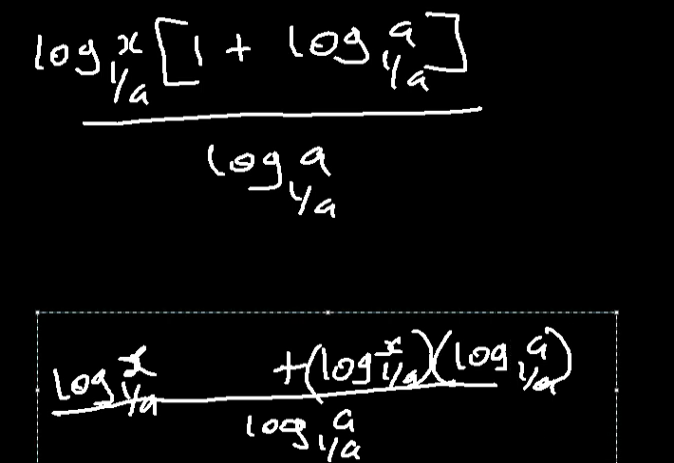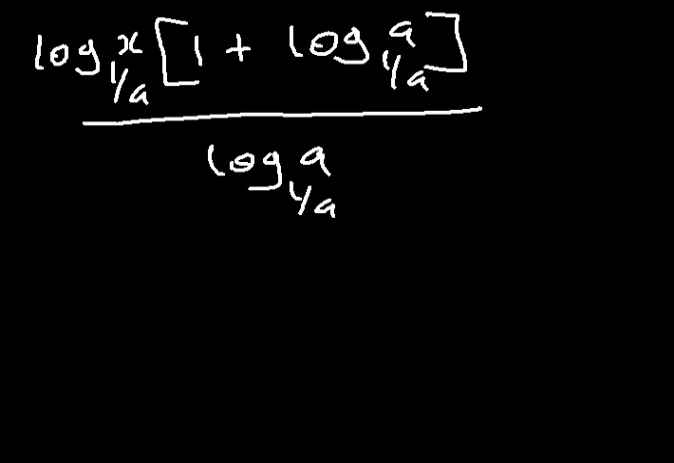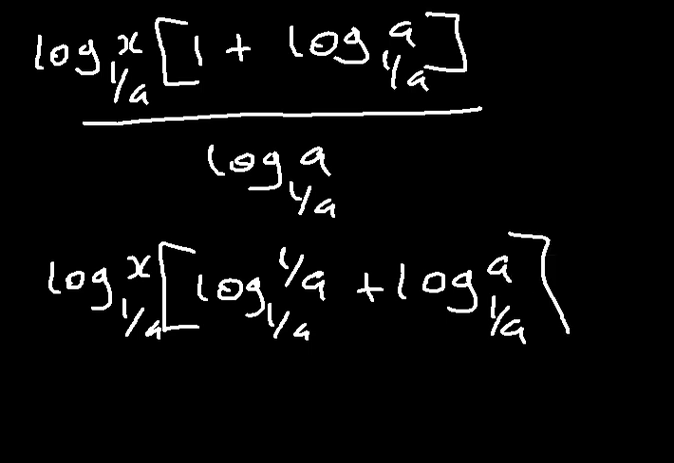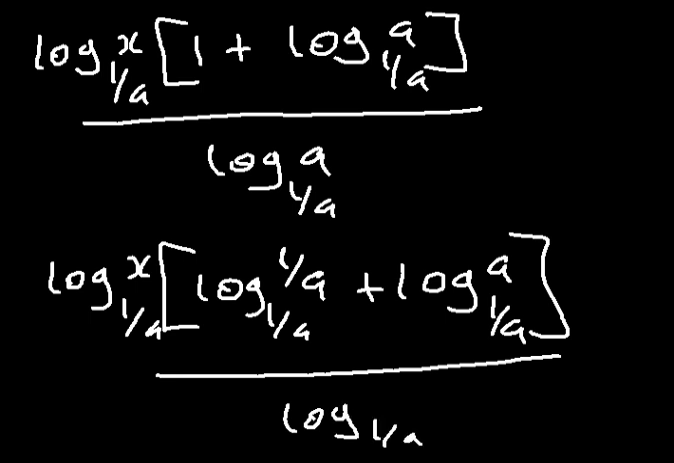Now you should understand that having 1 as it stands there, according to the properties of logarithms, it is the same as having log base 1 over a of 1 over a, and this is plus log base 1 over a of a, which is divided by log base 1 over a of a. Then what will go next?